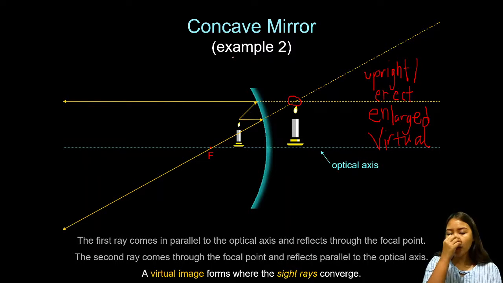And on our second example here, take note, we have here the focus or the focal point which is farther from the mirror compared to the object. So, I hope that it's clear. Okay. So, our virtual image is formed because of the sight rays which converged. Okay? I hope that it's clear.